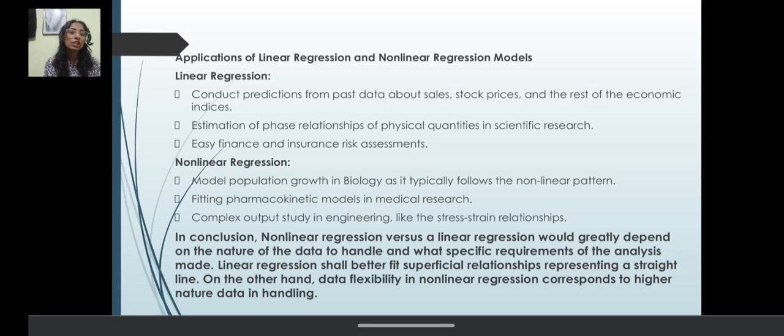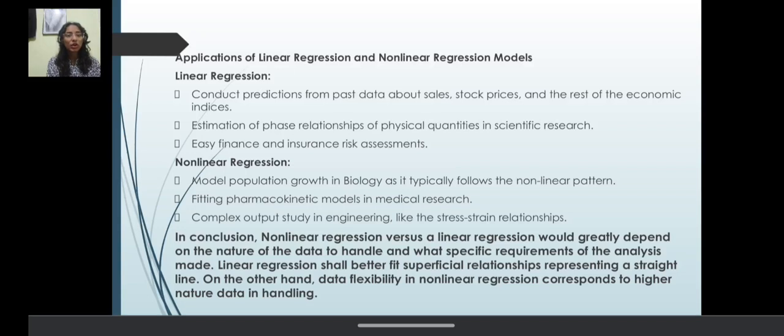Applications of linear regression and nonlinear regression. For linear regression, making predictions from past data about sales, stock prices, and other economic indices. Estimation of relationships of physical quantities in scientific research. Finance and insurance risk assessments. For nonlinear regression, modeling population growth in biology, as it typically follows a nonlinear pattern. Fitting pharmacokinetic models in medical research. Complex output studies in engineering like stress-strain relationships.